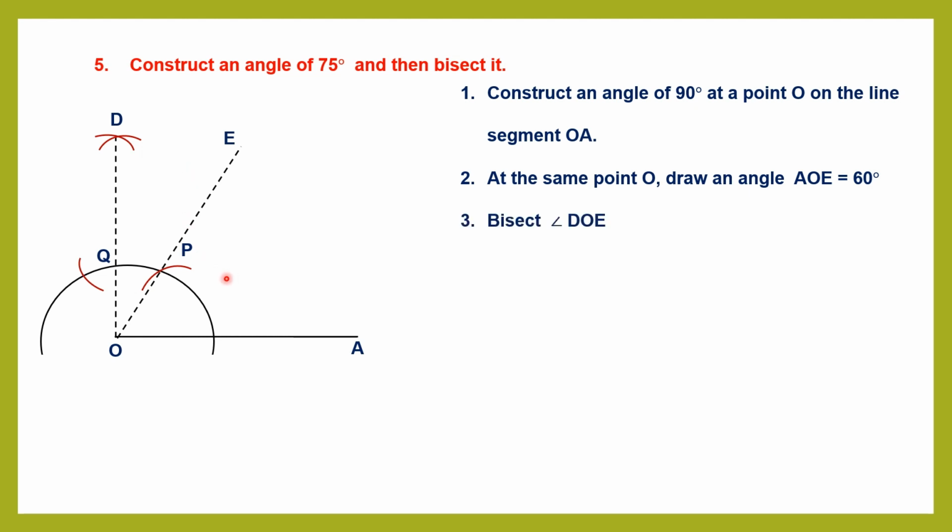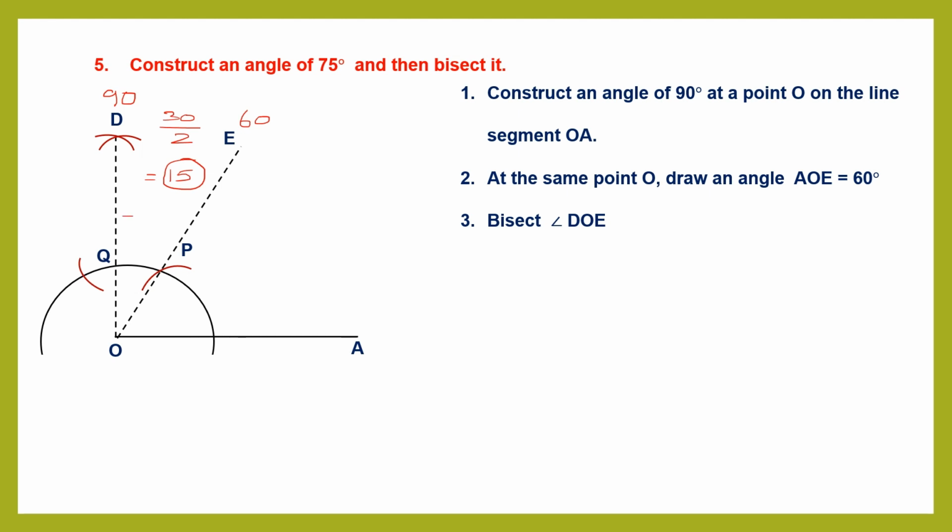So what is the next step? Bisect DOE. Only this DOE, this portion we're going to bisect. That is now 30 degrees. Now how do we know it's 30? I'm writing these numbers on top just for our understanding. This line here is 90 degrees and this line here is 60 degrees. So 90 minus 60 is 30, isn't it? So when you bisect, that means you divide it by 2. What do you get? You get 15. So that's why we want 15 degrees.